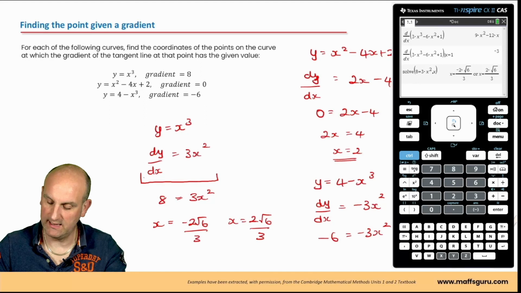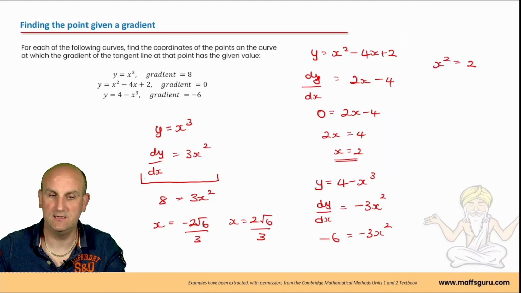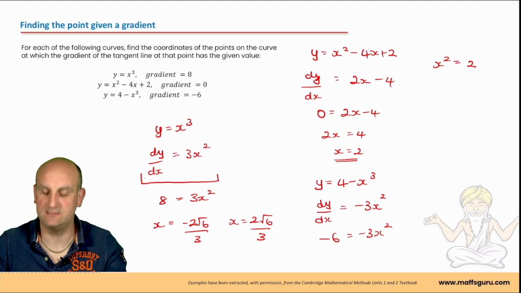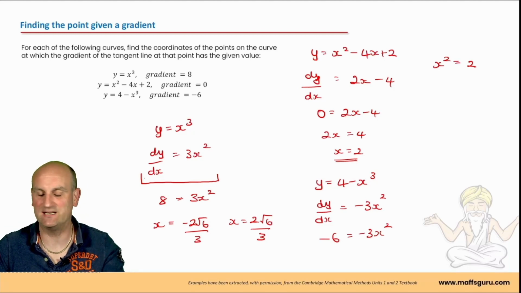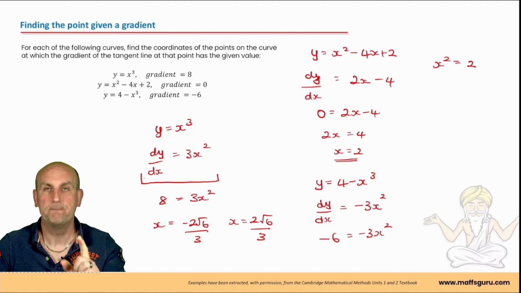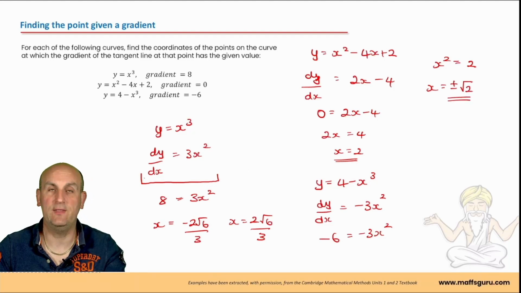So what do I get here? I get minus 6 divided by minus 3, which is 2. So I get x squared is equal to 2. Turning the CAS off. Sorry about that, guys. I get so excited with this, I forget to turn the CAS off, but we're getting better. So x squared is equal to 2, so x becomes equal to plus or minus the square root of 2. And again, don't forget that plus or minus.